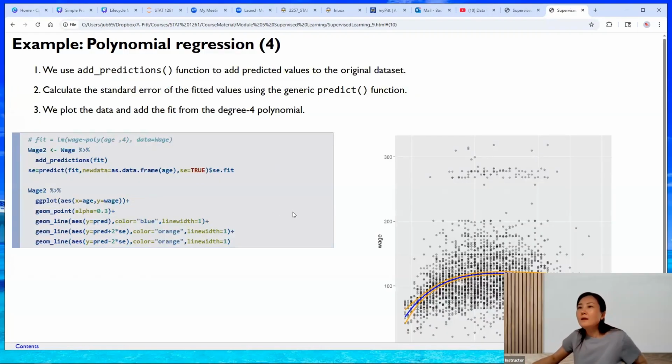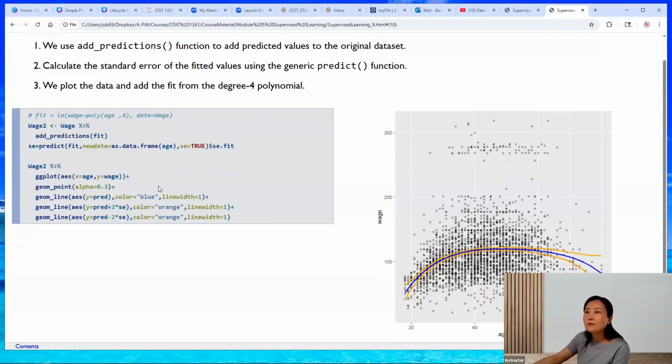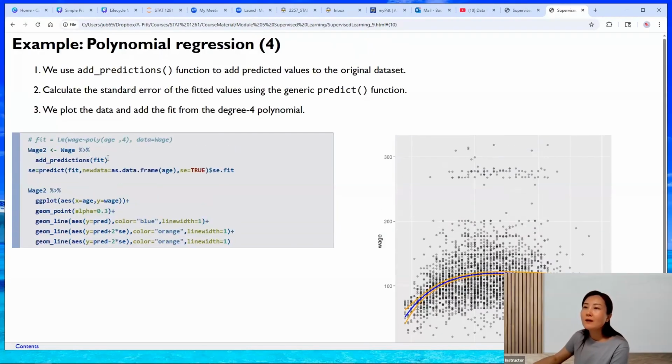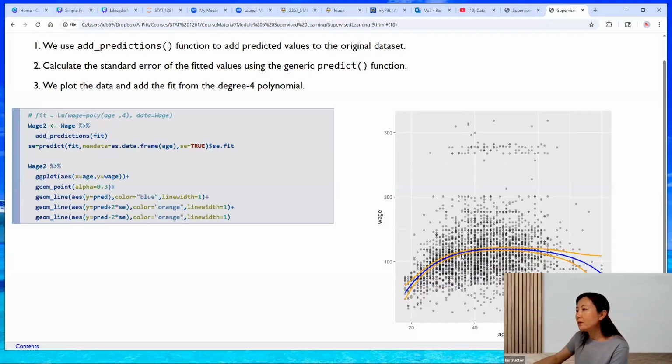All right. And then let's fit this 4th degree polynomial and also add the prediction to the wage data and plot it. This add predictions function can be used to add the fitted y values to the original data set, and we call it wage 2. And then we can create this plot. The blue curve is the degree 4 polynomial model we created. And we can also calculate the 95% confidence interval for the mean response.